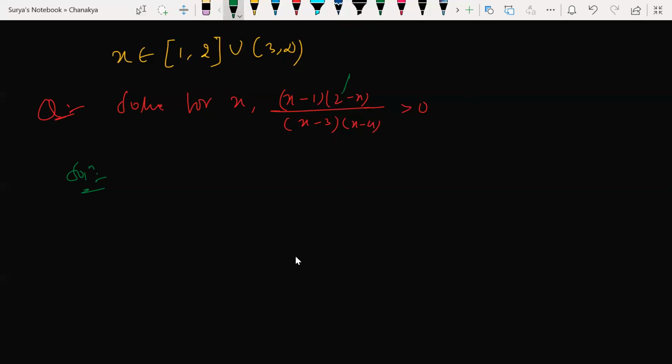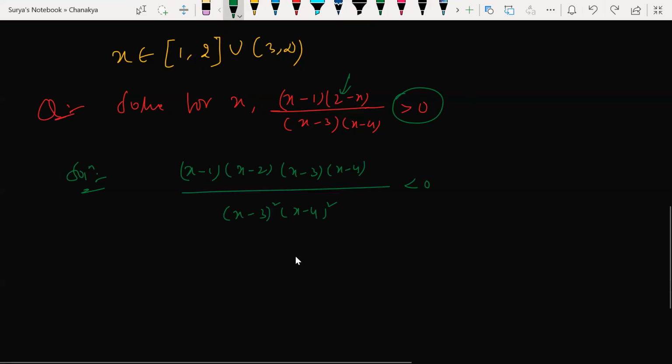Here, the coefficient of x is what? Negative. So for making it positive, what do I do? I'll multiply by minus, or else I'll take minus common, then multiply by the minus, so it becomes plus. And in the denominator, multiplying and dividing by x minus 3, it becomes (x minus 3) whole square, (x minus 4) whole square. This greater than 0 becomes less than 0. Why? Because we took minus common here and multiplied it. Understood my point?